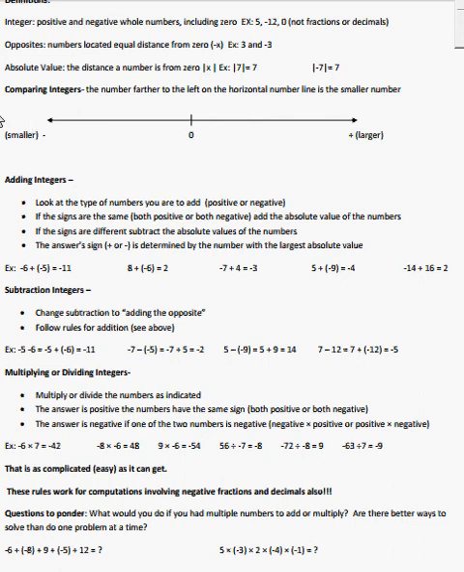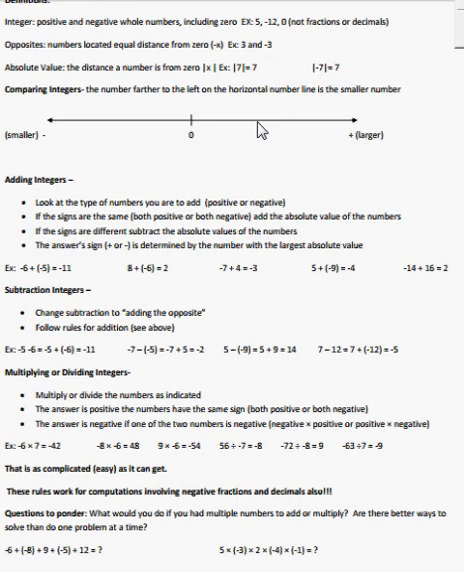Integers are positive and negative whole numbers, including 0. For example, 5, -10, 0. No fractions or decimals. Opposites are numbers that are located equal distance from 0. For example, if you're starting at 0, you go -3 or +3, they're the same distance from 0.